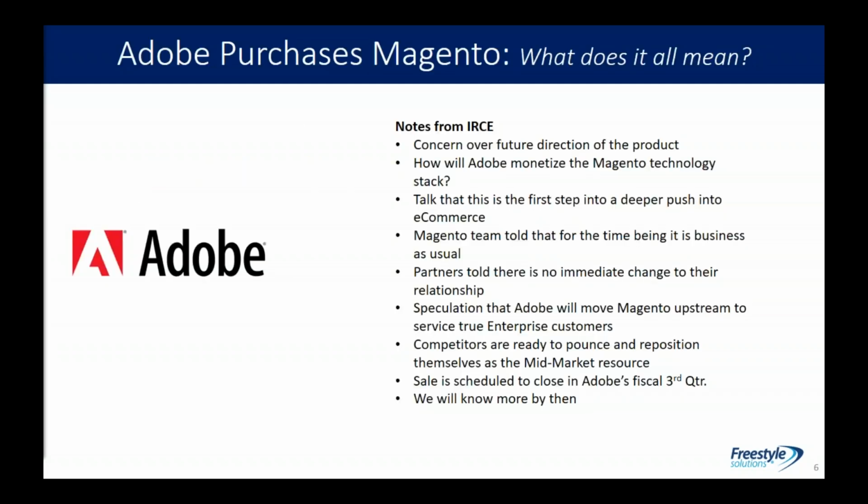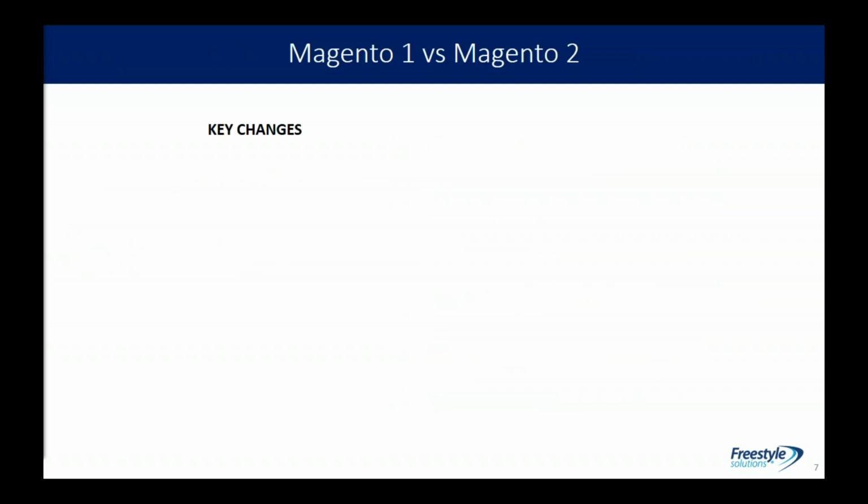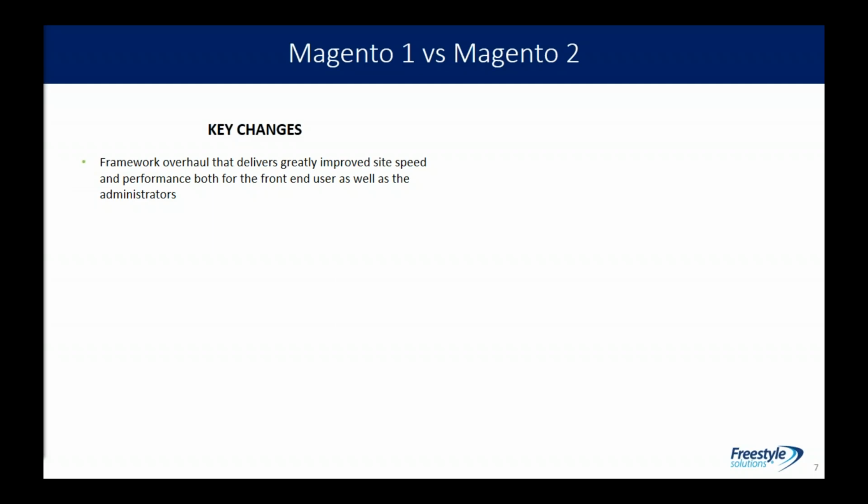Thanks, Jim. So now we're going to talk about a few of the key changes that you will see in the Magento 2 system. The first and the biggest change in Magento 2 starts all the way down at the core framework. The Magento 2 system utilizes an entirely new framework that was created with site speed, security, ease of use, and growth in mind.